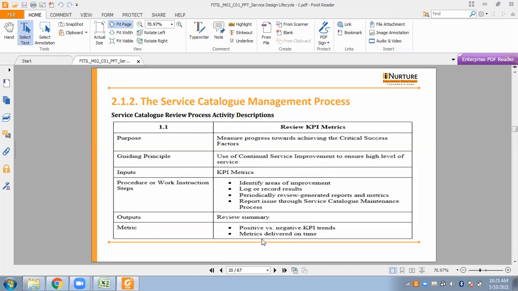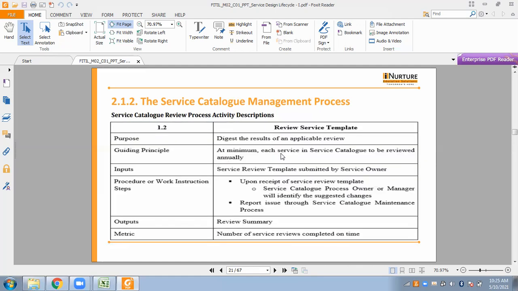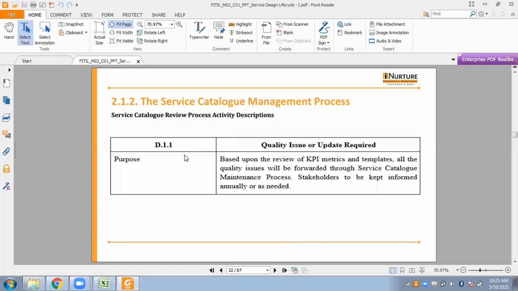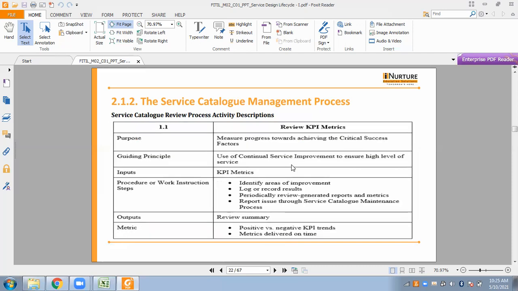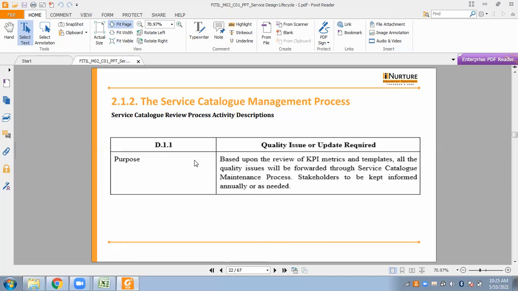Next we have quality issue or update required. What is the purpose of it? Based upon the review of the KPI metrics, based on the reviews of 1.1 and 1.2, all the quality issues will be forwarded through the service catalog maintenance process. Stakeholders are to be kept informed annually or as needed.